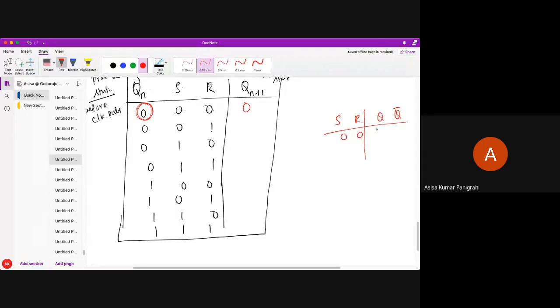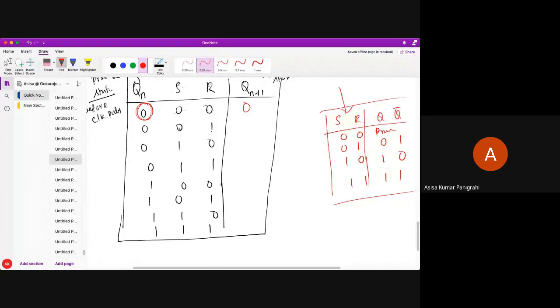If it is 0 0, previous value. If it is 0 1, it is reset. If it is 1 0, it is set. If it is 1 1, invalid. So we know this. This is my truth table. According to this, now I am deciding the next state.